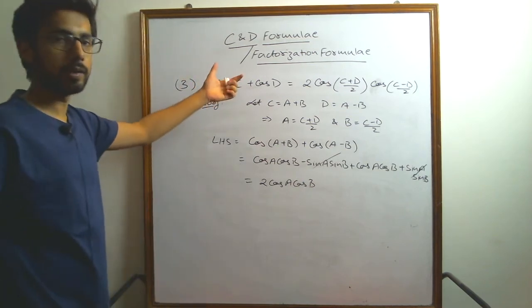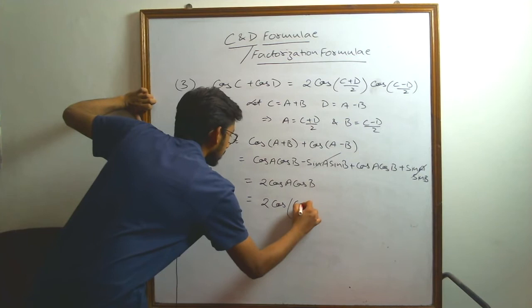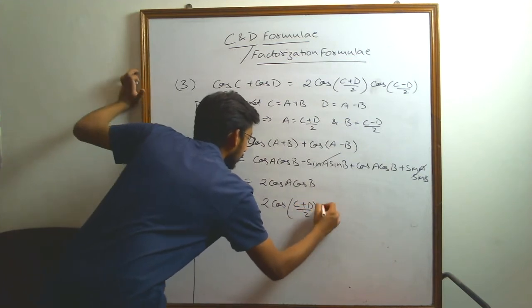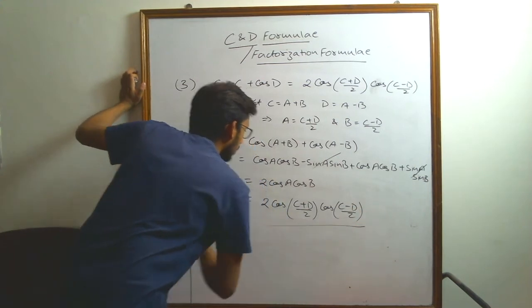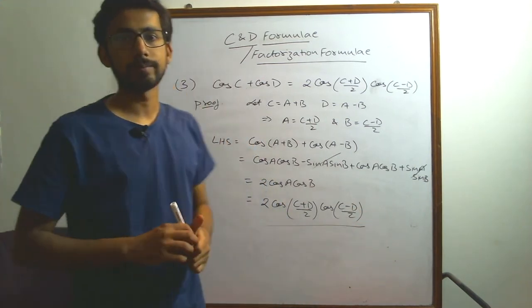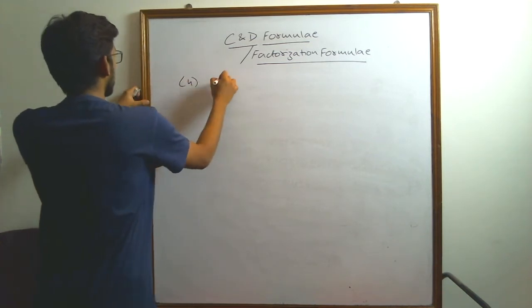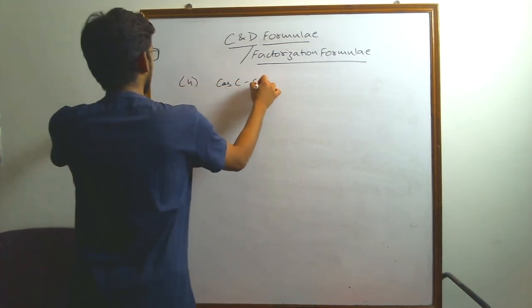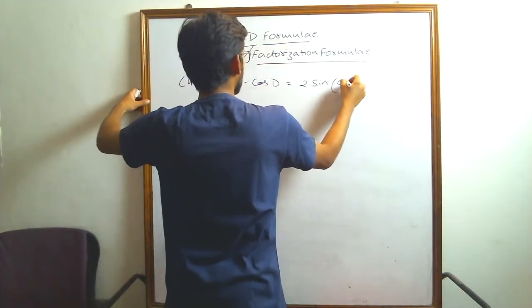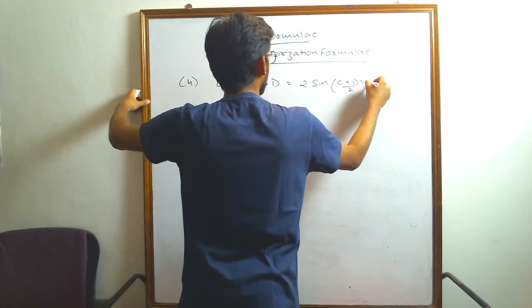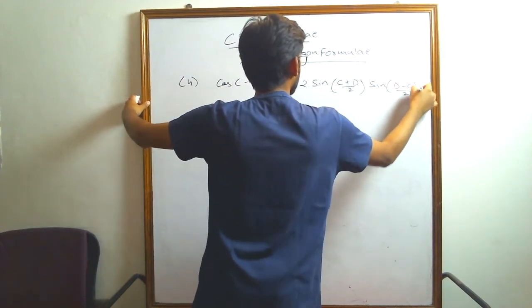Now put back the values of A and B here, so we get 2 cos C plus D by 2 into cos C minus D by 2, which is our RHS. Okay guys, so the next formula, which is the last one, the fourth, is cos C minus cos D, which is equal to 2 sine C plus D by 2 into sine D minus C by 2.